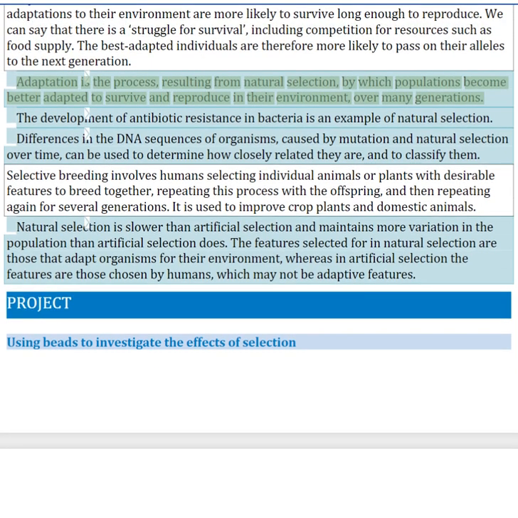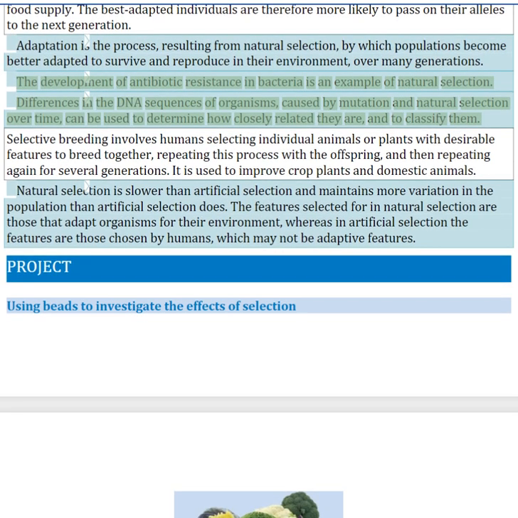Adaptation is the process resulting from natural selection by which populations become better adapted to survive and reproduce in their environment over many generations. The development of antibiotic resistance in bacteria is an example of natural selection. Differences in the DNA sequences of organisms caused by mutation and natural selection over time can be used to determine how closely related they are and to classify them.